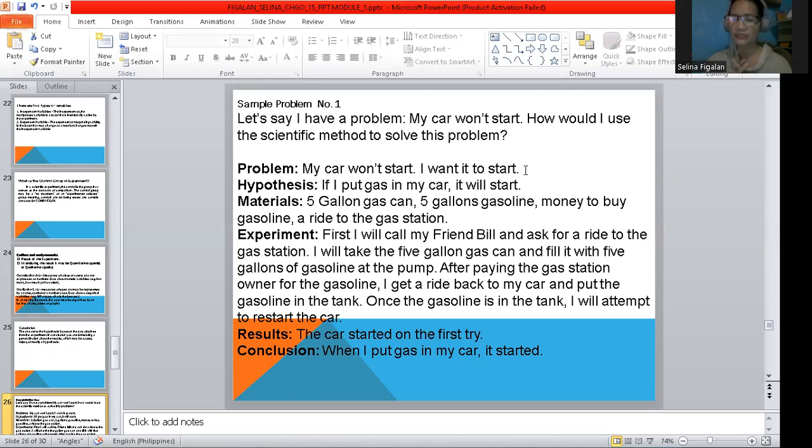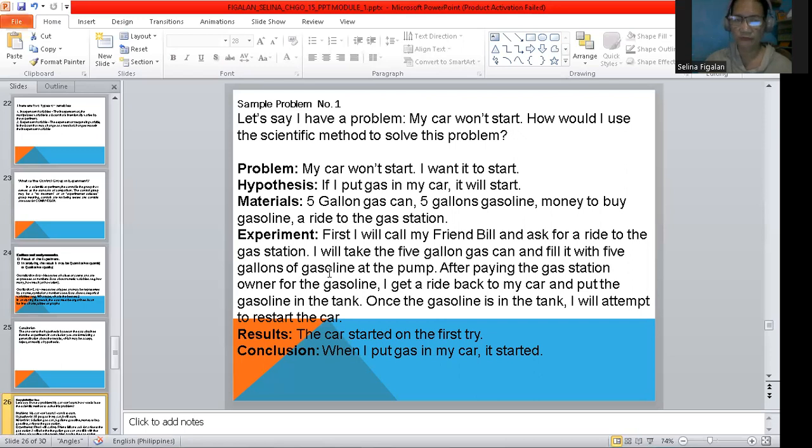Materials. So ano yung materials na gagamitin natin? Okay, kailangan mo ng gas. Okay? Okay, kailangan mo ng lagayan ng gas. Ano pa ba? Kailangan mo ng pera. Hindi ka naman makabili ng gas kung wala kang pera. Lagayan ng gas kasi doon mo ilalagay ang gas. 'Di ba? Ang gas ay gagamitin mo sa gas station. Yan yung materials na kailangan mo para ma-prove ang iyong hypothesis. Kasi ang target mo is the gas. Sa gas station ka pupunta.